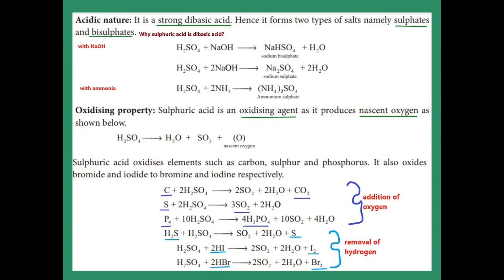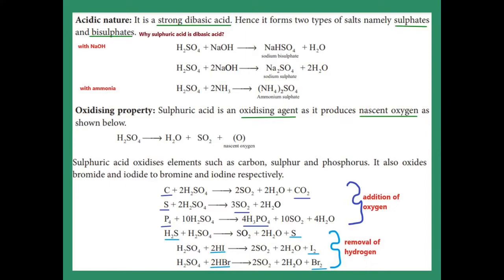The next one, oxidizing property. Sulfuric acid oxidizes other elements. How it oxidizes other elements means, in the first reaction, you see that the sulfuric acid gives water, sulfur dioxide along with nascent oxygen. This nascent oxygen is responsible for the oxidation of the other element.